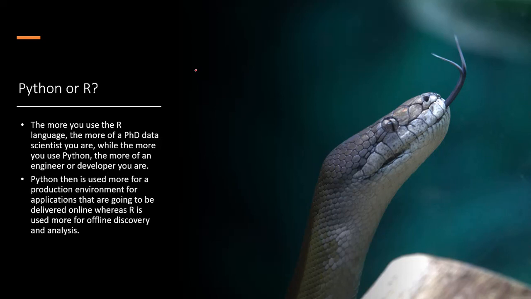Another question is, should I use Python or R? It's been said that the more you use R, the more of a PhD data scientist you are, while the more you use Python, the more of an engineer or developer you are. Python then is used in a production environment, when you're going to produce applications that are going to be delivered online and that you have to deliver findings, results to many different people. Whereas R is used for offline discovery and analysis, maybe for individual research projects. Also, Python is much more scalable in terms of the data and the growth, and R isn't as scalable, but it's not used that way.